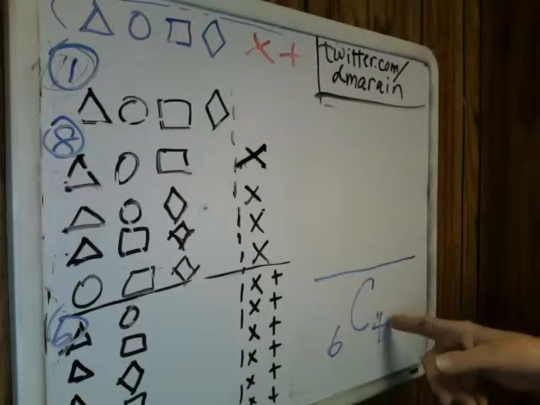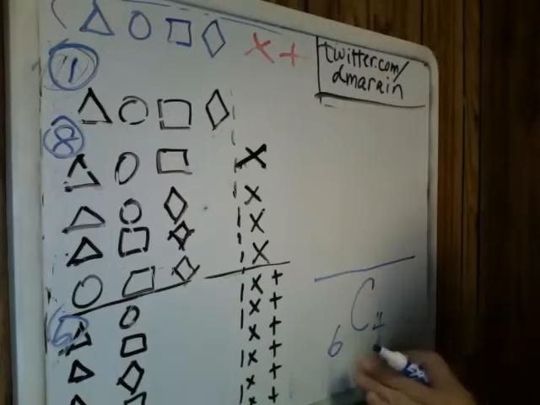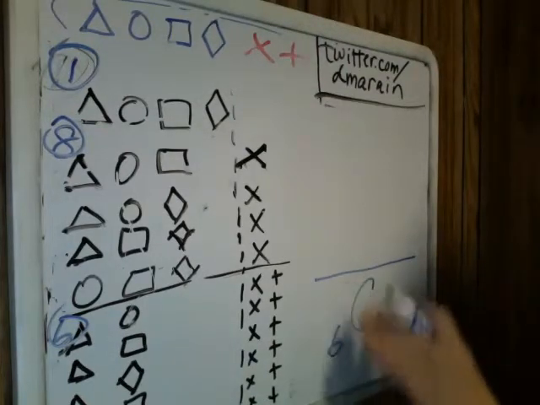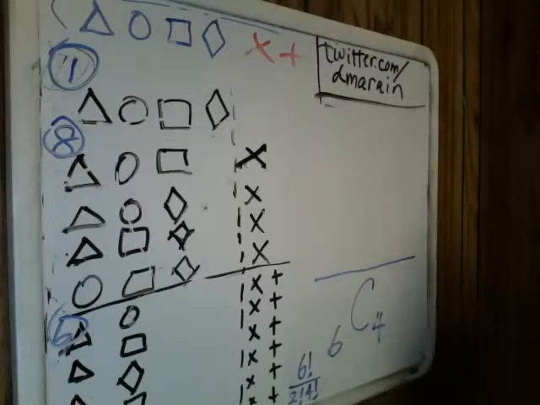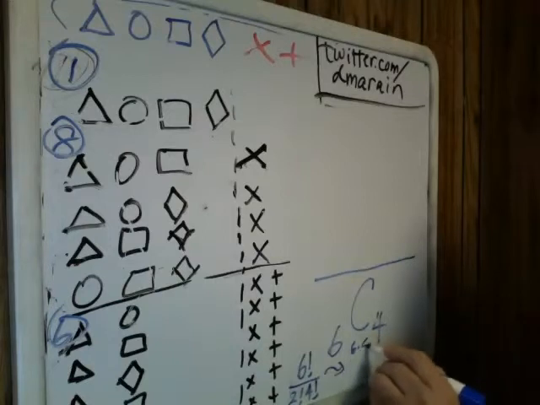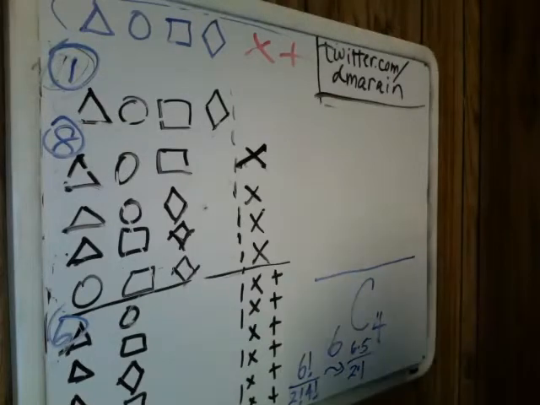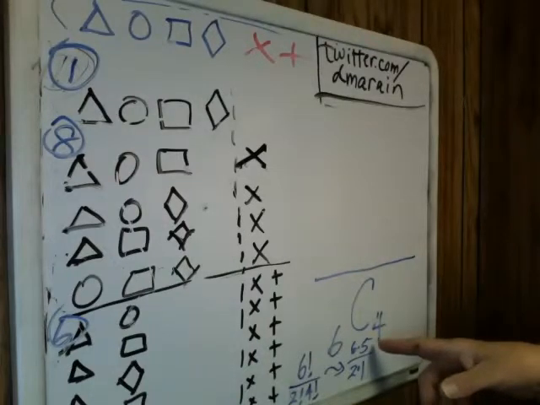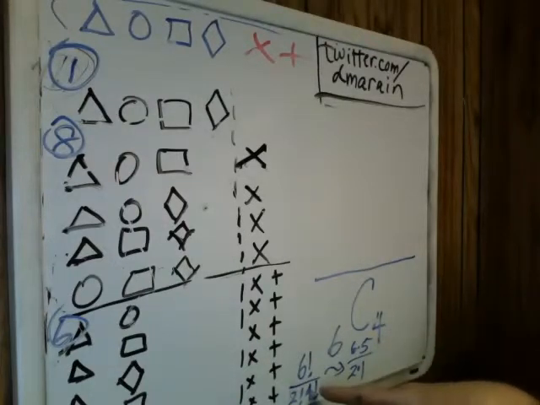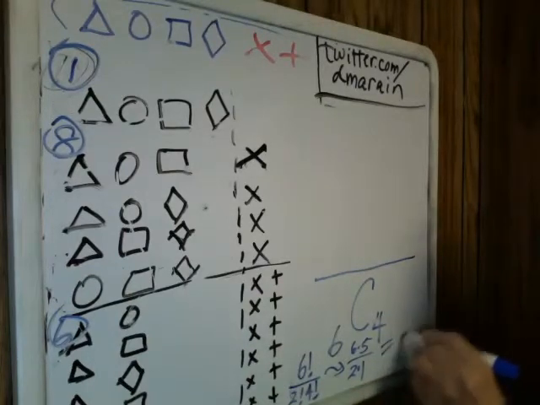From 6, select 4. Now, there are various ways to compute this. One is by definition using factorials. You'll learn this in algebra. We can work that out and get 6 times 5 over 2 times 1. I'm skipping steps here because I have a little more than 2 minutes left. What happened to the 4, 3, 2, 1? Well, that would be canceled by the 4, 3, 2, 1 from here. And, of course, we get 15.